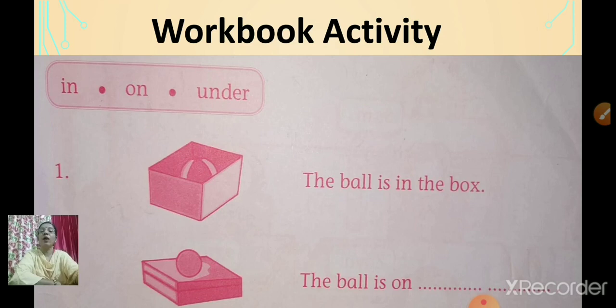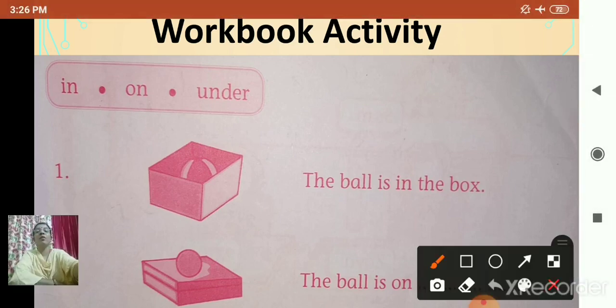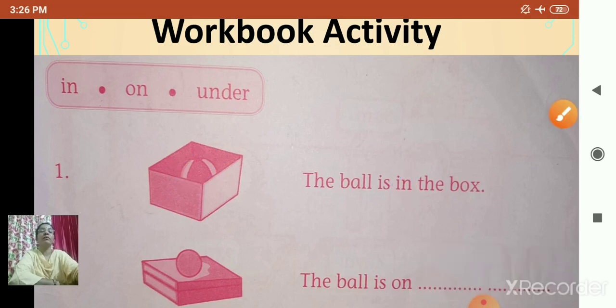So where is the ball? The ball is in the box. Now, can you see the ball? Where is the ball? The ball is in the box. So which is the position word here? In. In is the position word. Okay. Next.